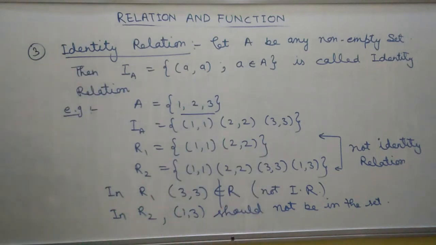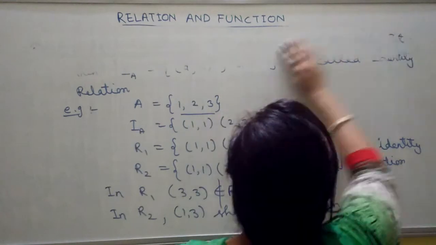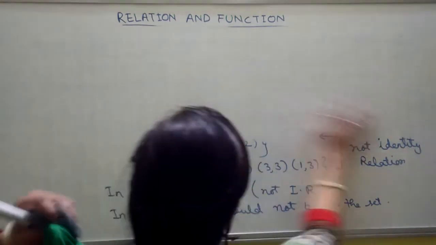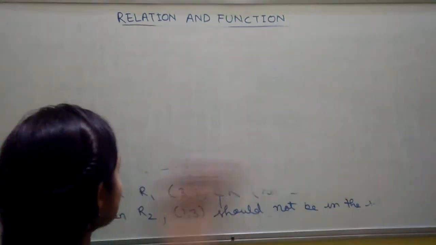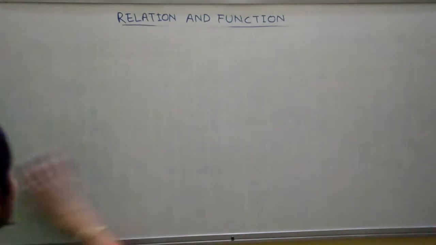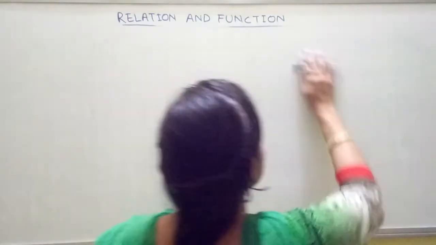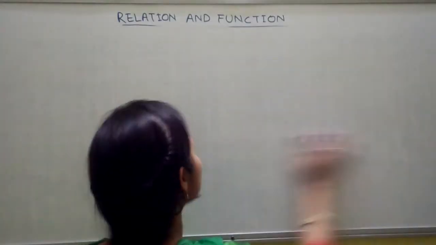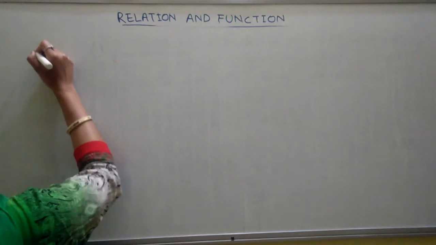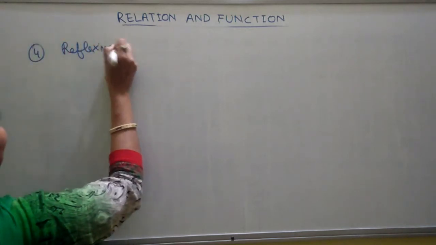Okay, now come to the fourth relation, that is reflexive. Now come to the types which are very, very important according to the CBSE exam. First is reflexive relation. This is the fourth type and is very, very important.